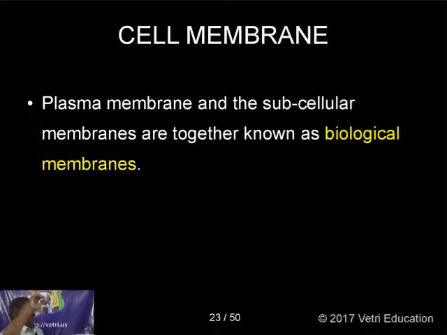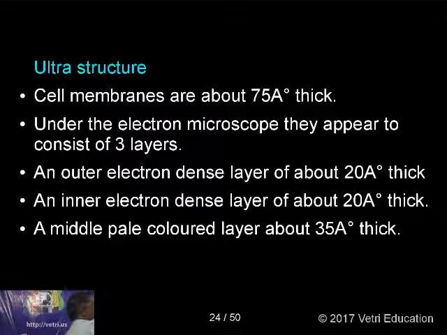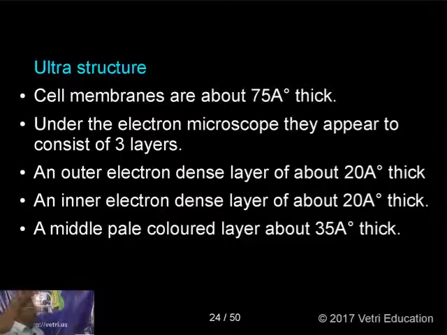So plasma membrane and the subcellular membranes are together known as biological membranes. The membranes of different cell organelles and this cell membrane are called biological cell membranes. So now let us see the ultrastructure of this one.